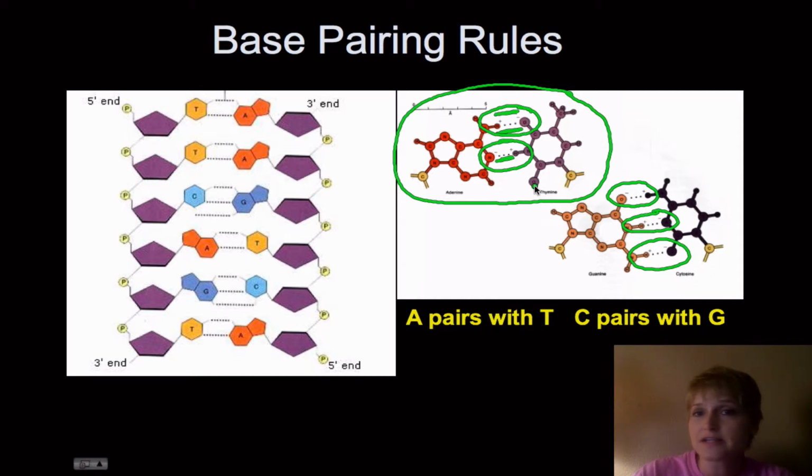And cytosine cannot connect with thymine. Guanine can't connect with thymine. So adenine and thymine are always going to bond together. Guanine and cytosine are always going to bond together.